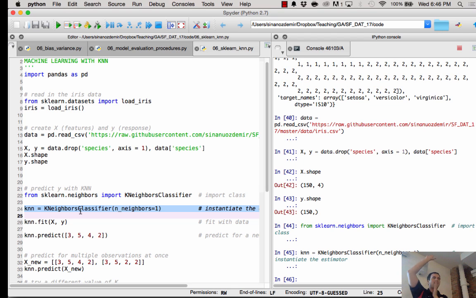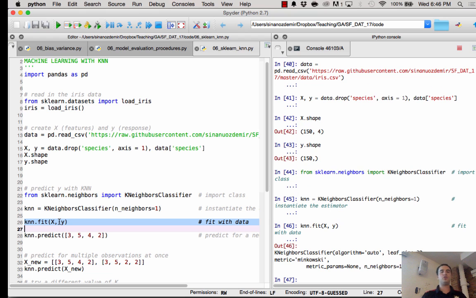Someone tell me, what is n neighbors? N neighbors is the number of neighbors we're going to look at to make our prediction, right? On Monday, I called it K. In Sci-kit Learn, they call it n neighbors. Why? Whoever wrote it decided to call it n neighbors. End of story. It was a decision made by the person who made it. So import, instantiate, fit is the third one.